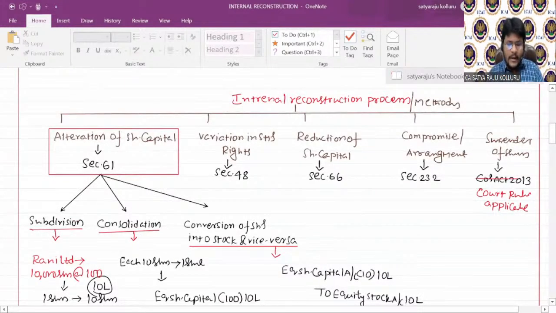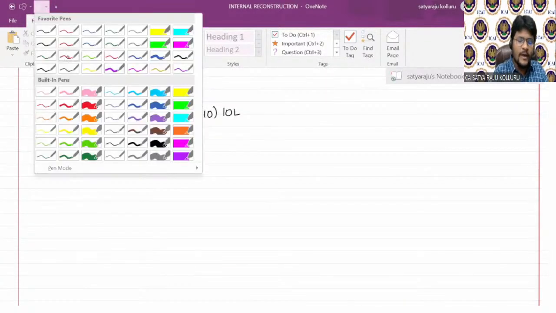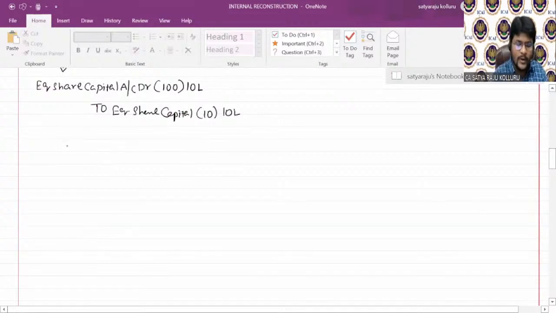Okay, guys. Next, coming to variation in shareholders' rights. All of you, please come to variation in shareholders' rights. Sir, in case of variation in shareholders' rights, what will happen? I'm going to explain here. Concentrate. Which is variation in shareholders' rights.